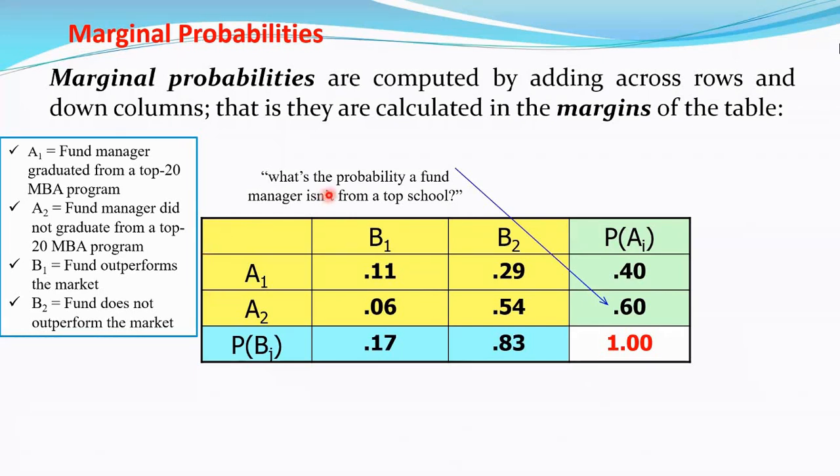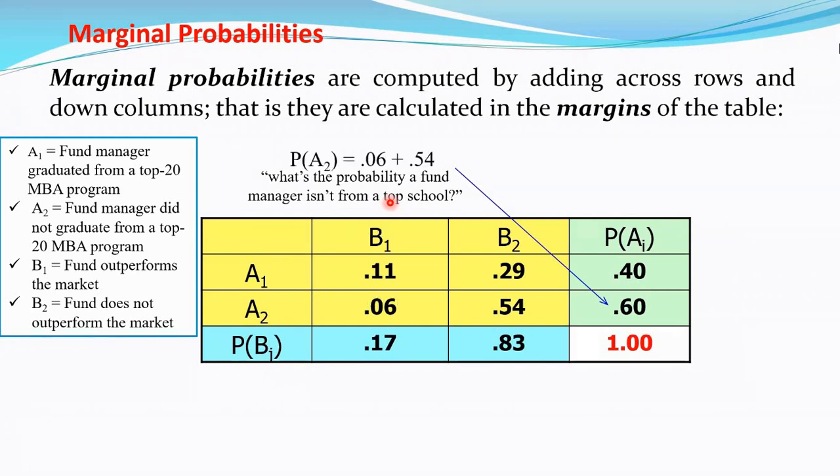If they ask what is the probability a fund manager is not from a top school, this row indicates that probability. That is 0.6. There is a 60% likelihood that a fund manager is not from a top school. When we are asked for the interpretation, you have to use simple words like chance, likelihood or possibility, because non-technical people cannot understand probability. So when writing the interpretation in simple terms, use those words.